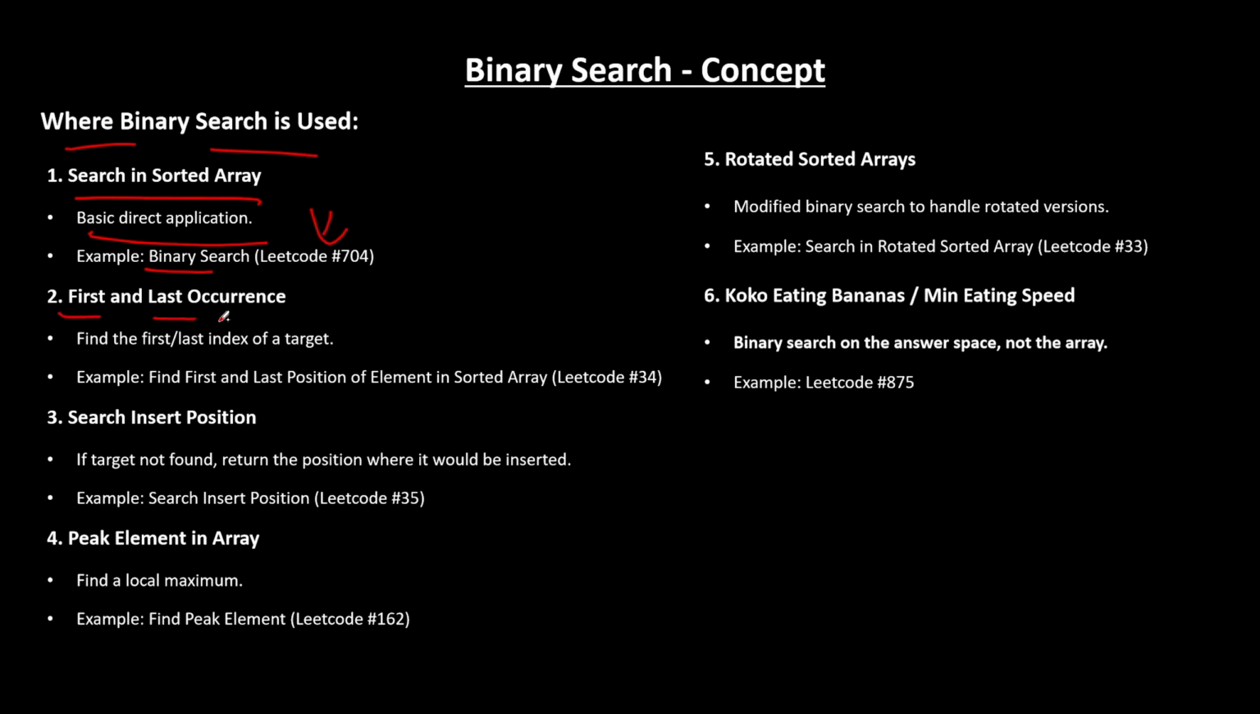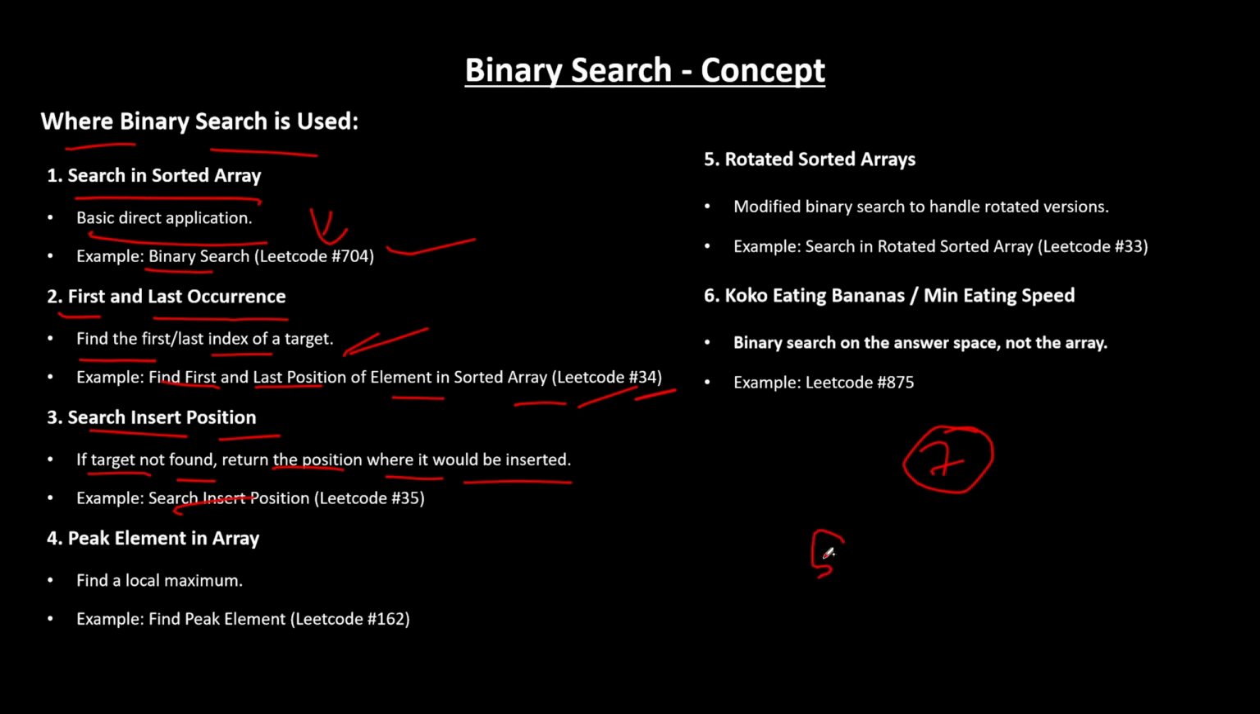Like first and last occurrence: if you have to find the first and last index of a target, find the first and last position of an element in the sorted array. These are the questions where you need it, and you could go and practice them. Then search insert position: if the target is not found, return the position where it would be inserted. For example, you have to insert 7, and you have values 5, 6, and then 8. So 7 will be inserted here. This could be done using binary search.